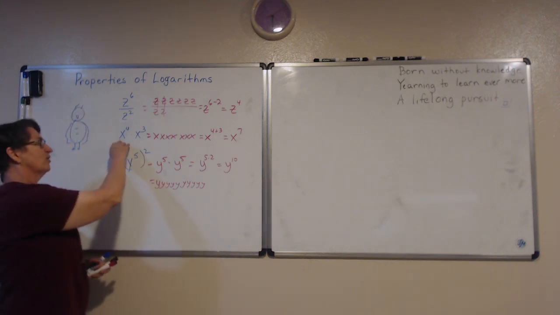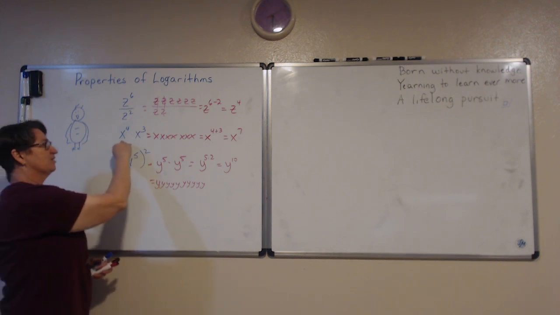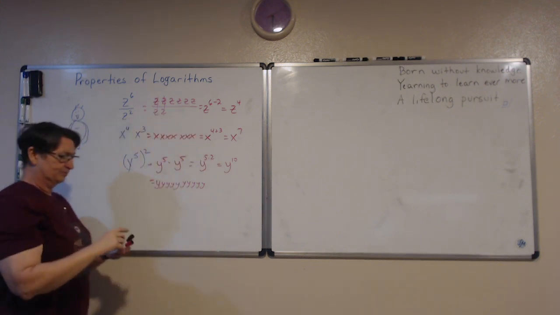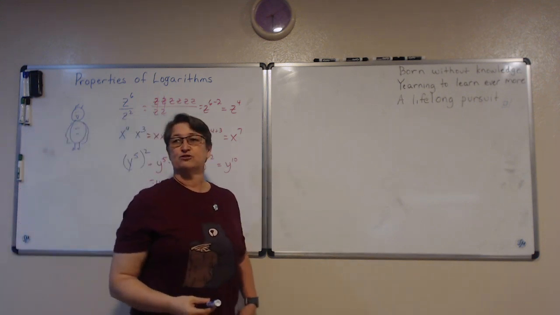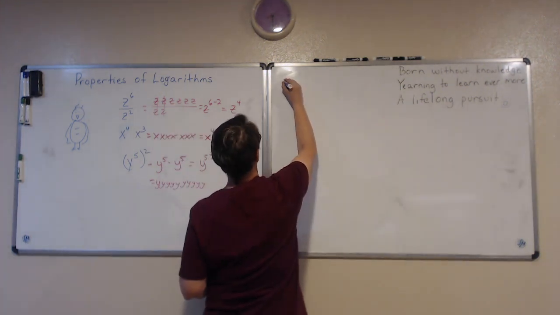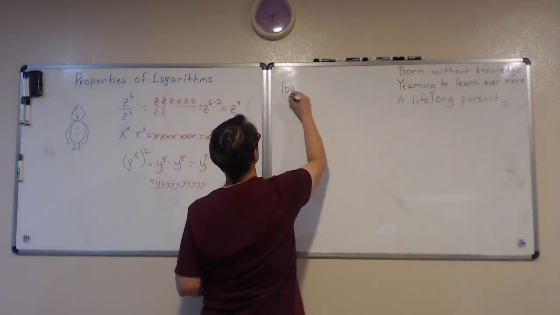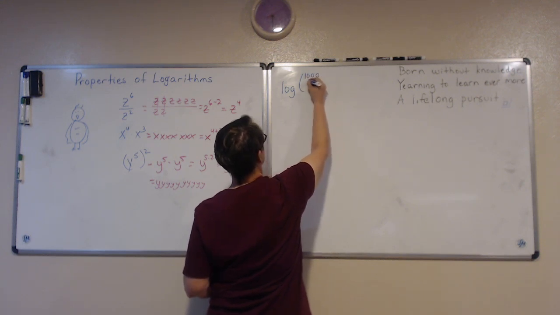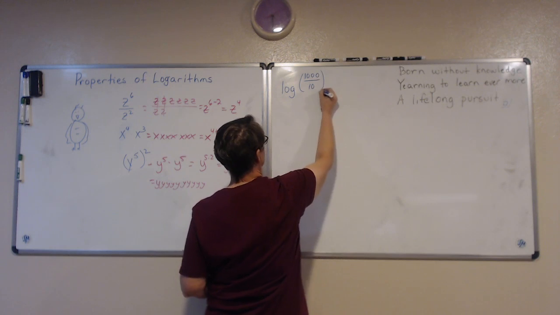So I'm going to start. Let's do the quotient rule first. Let me give you an example of the quotient rule. Here I have log of 1,000 divided by 10.